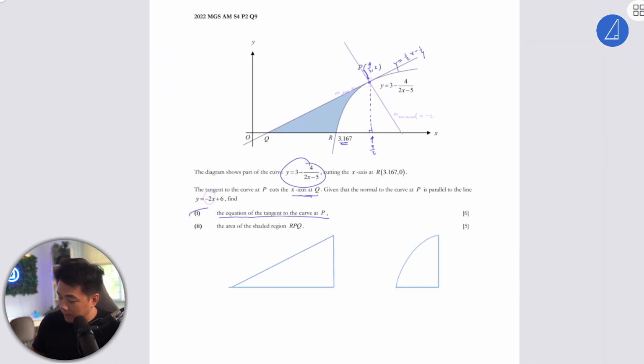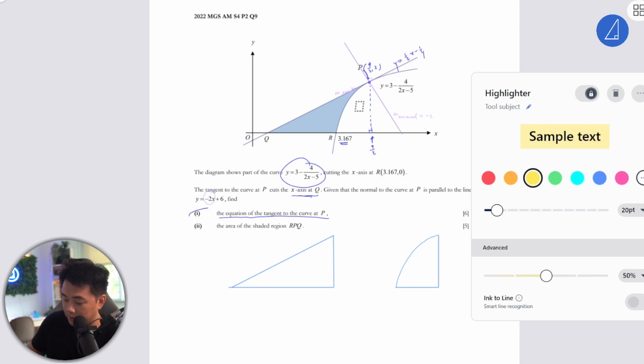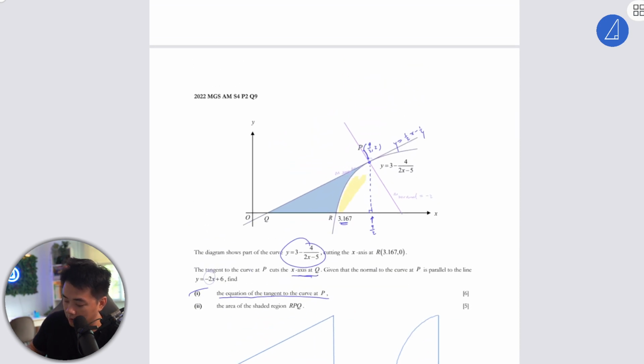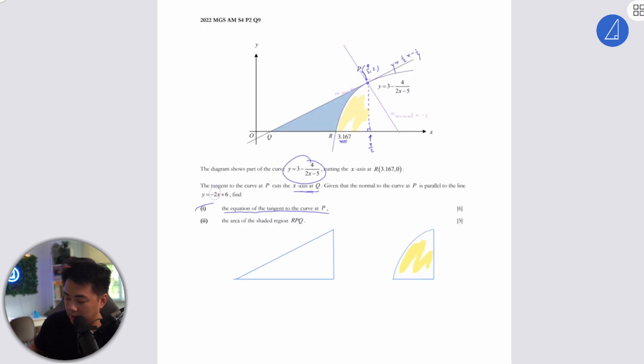So for the required area, I'm just going to take this triangle here, this entire thing, which is half times base times height. Then what I'm going to do is just minus off the area under this graph here. So this will be what I want to find. Okay, minus this, then I'll get the resultant area of the shaded region.